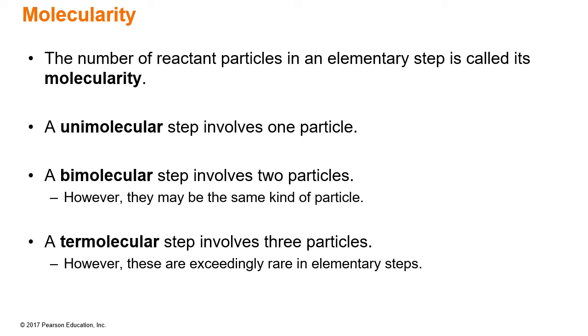When looking at our elementary steps, if we consider the number of reactant particles that are present, this is what we call the molecularity. And so if it only involves one particle, we call it unimolecular, one particle that produces products in that elementary step. If it involves two particles, they could be the same kind, but two different particles, we call it bimolecular. And if it includes three particles, then it's termolecular.